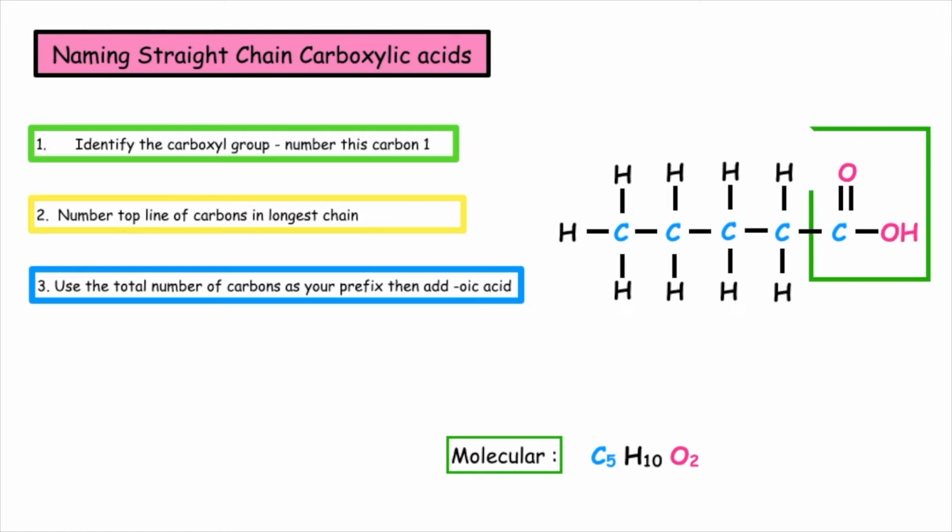Let's firstly identify the carboxyl group, that's the C double bond O, OH. We then number this carbon number 1. We then number the top line of carbons in the longest chain. We use the total number of carbons as your prefix. So the total number of carbons that we have is 5. So the name of this carboxylic acid is pentanoic acid.